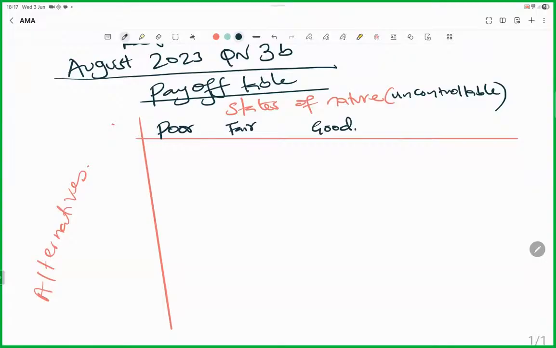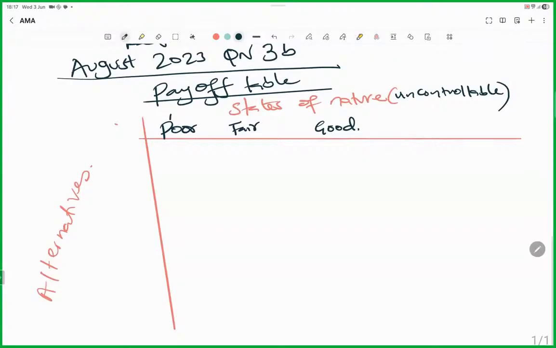Honestly speaking, how the market will behave is normally beyond your control. You can invest too much, fine, but how the market will behave at the end of the day is beyond your control. Are you able to see the probabilities? Poor is 30%, fair is 0.4, good is 0.3. Thank you so much.